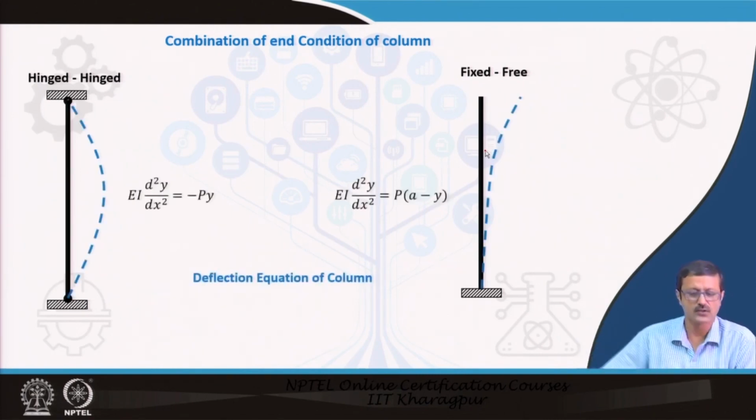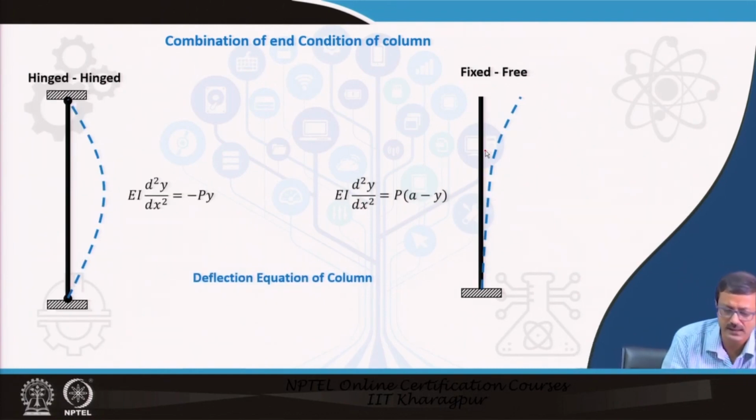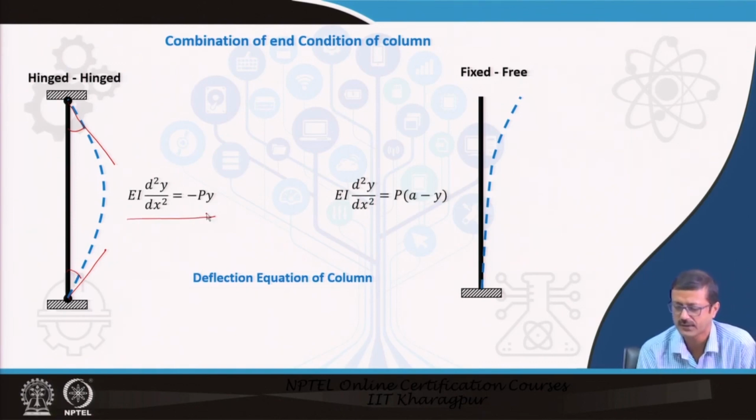The column is going to buckle like this. At the hinge point there will be no moment, 0. There will be some kind of slope at both ends, and the differential equation of the column will be like this. In the case of fixed and free, there will be 0 slope at the fixed end and it will bend like that.